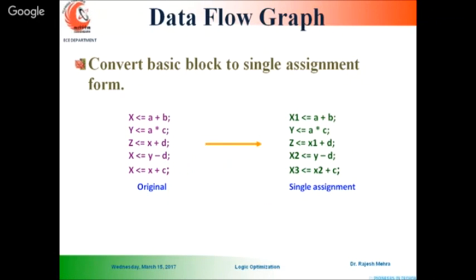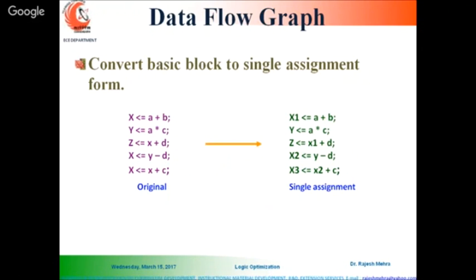So rewrite these Boolean expressions. Here you can see that X1 is equal to A plus B. Y is A multiply C. Z is, now we are using previously calculated X1, X1 plus D. X2 is, now we are separating it from X, X2 is previously calculated Y minus D. And X3 is now here. You can clearly see that we are using X2, not X1. X3 implies X2 plus C, right? This is the first step.